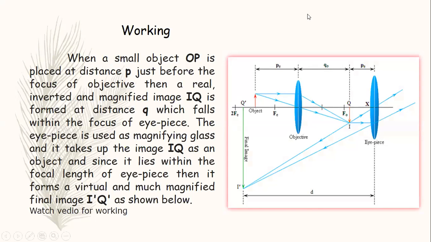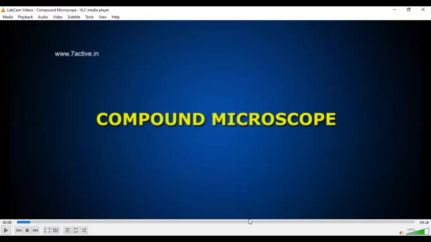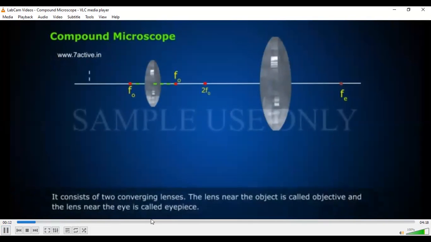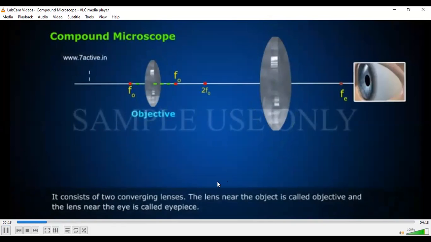Now, the working of the compound microscope. For working, I would like you to watch this video carefully so that you can clear the concepts. So the first is the compound microscope description. It consists of two converging lenses. The lens near the object is called the objective, and the lens near the eye is called the eyepiece.